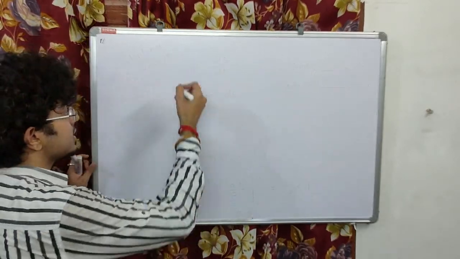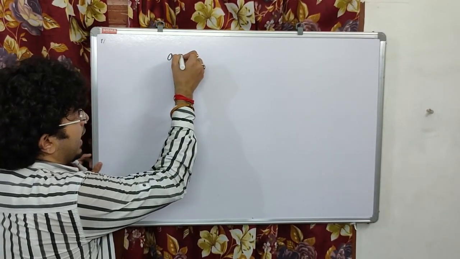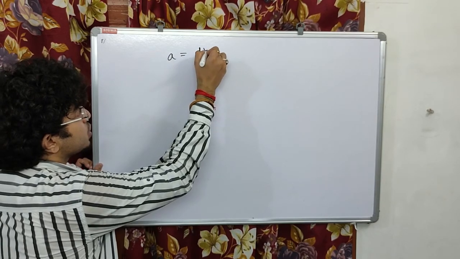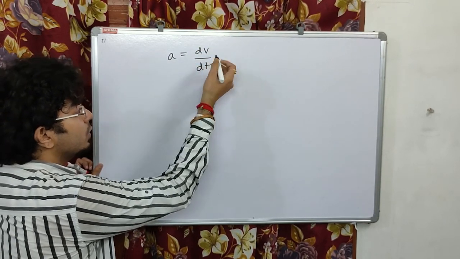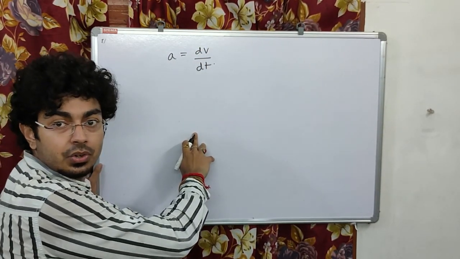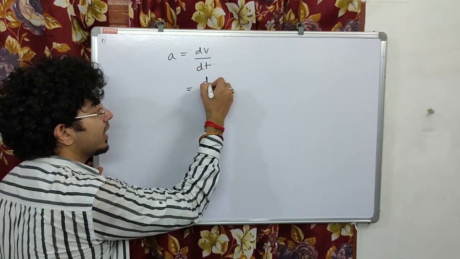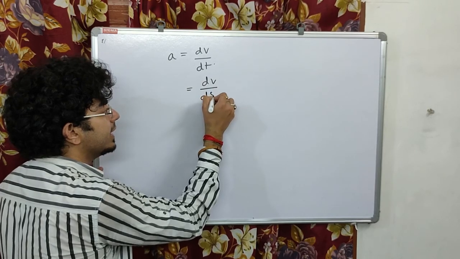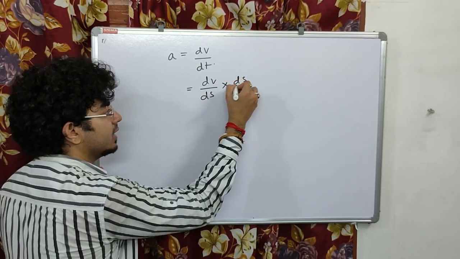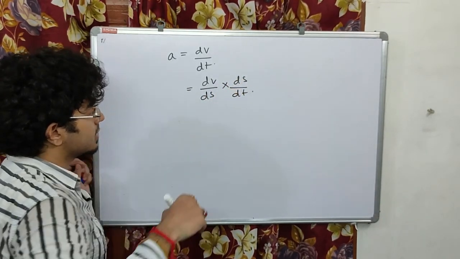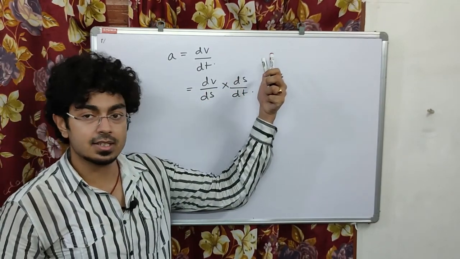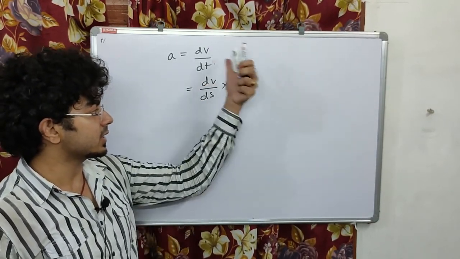So next we can say acceleration is equal to dv by dt. Now here I am going to use one trick. See here, dv by dt, we can write it like this: dv by ds into ds by dt. No problem, this ds can be cancelled. We can write like this, right?